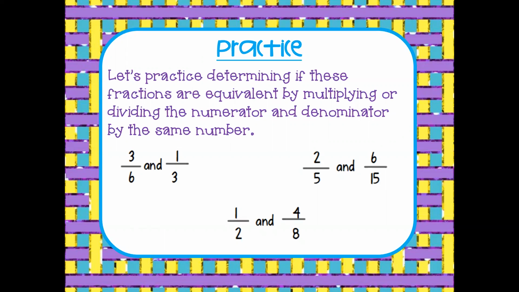All right, friends, take out a sheet of notebook paper, and I want you to practice determining if these fractions are equivalent by multiplying and dividing the numerator and the denominator by the same number. Let's do the first one together. We have 3/6 and 1/3. 3 divided by what would equal 1? That's right, 3 divided by 3 equals 1.